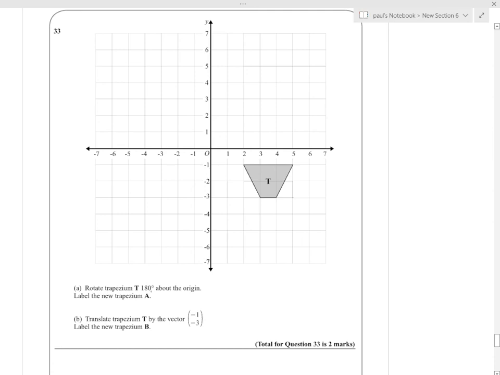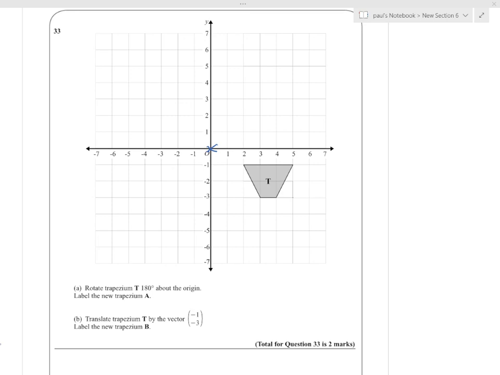Rotate the trapezium 180 degrees about the origin. So with the origin, I guess it's going to be in the middle there, yeah? Because it didn't say about any points. Right, so how are we going to do this? 180. The way I do it in an exam is I trace it out, stick my finger in the middle and then spin it round, but I can't do this.